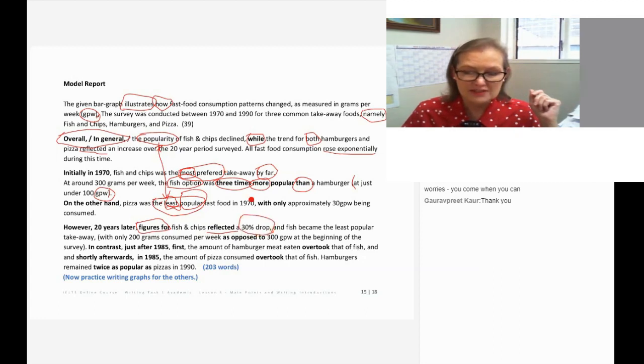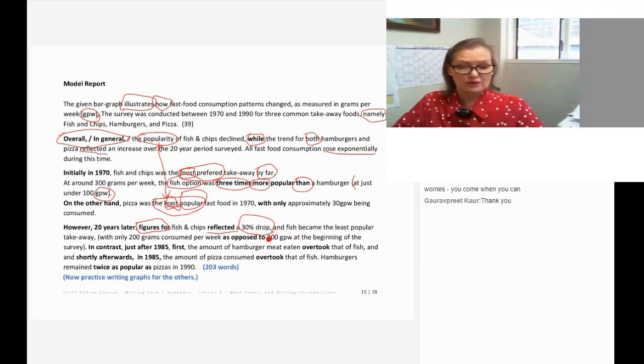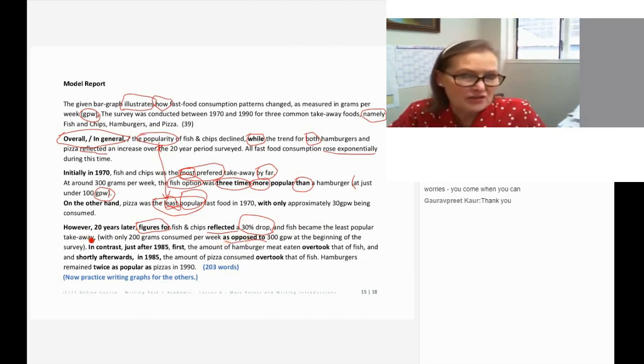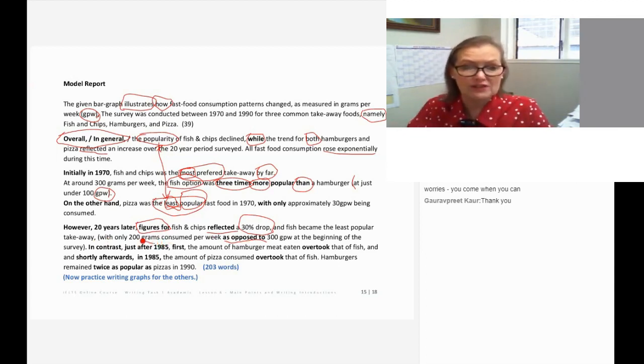So this is another useful little word when we get that crossover on our line graph. And then hamburgers remained twice as popular as pizzas in 1990. And very quickly, I end up with 203 words. You probably don't want to write much more than that. You could write, say, between 150, 160 to 180 would be good. But very quickly with a table, with more information, you can get that word count higher.